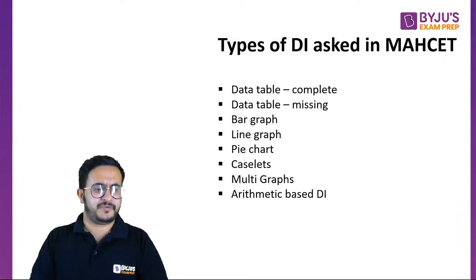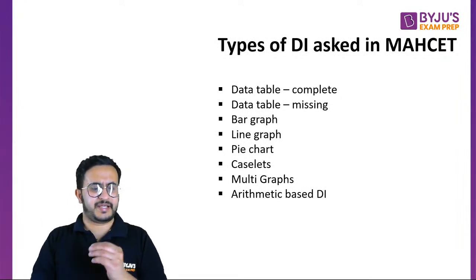So what are the types of DI that you should confine yourself to? It could be a complete data table, where they ask you some calculations based on it, or a missing table along with some info. Extra info would be given in the questions and so on. Then you have bar graph, line graph, pie chart. These are the standard chart-based questions that you get.